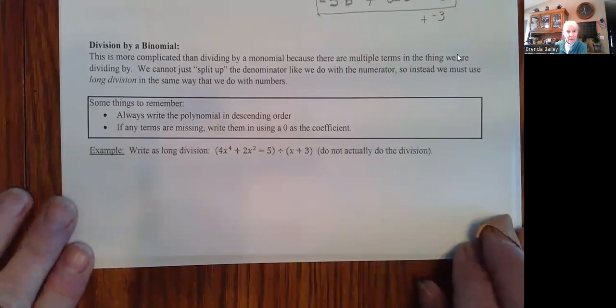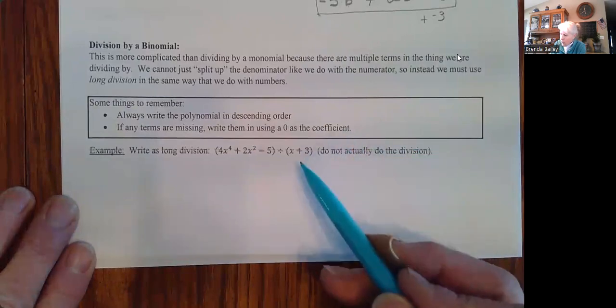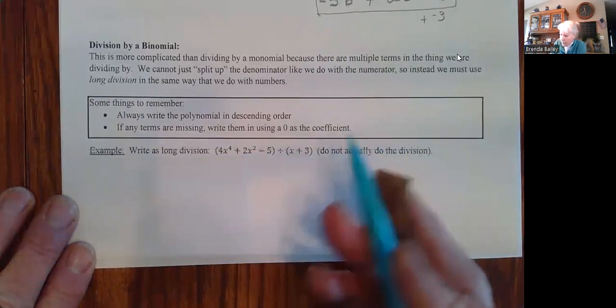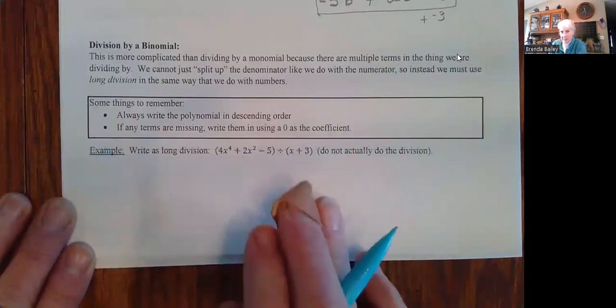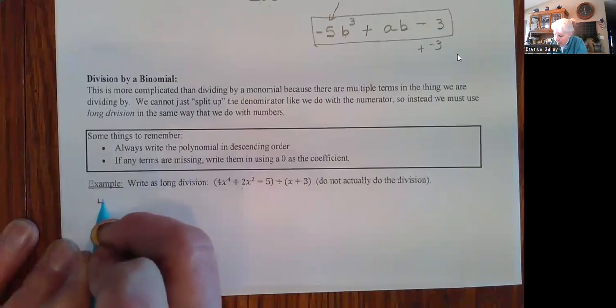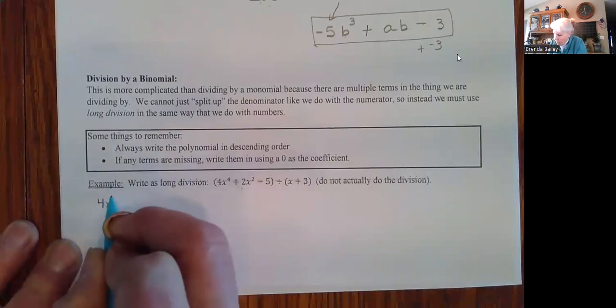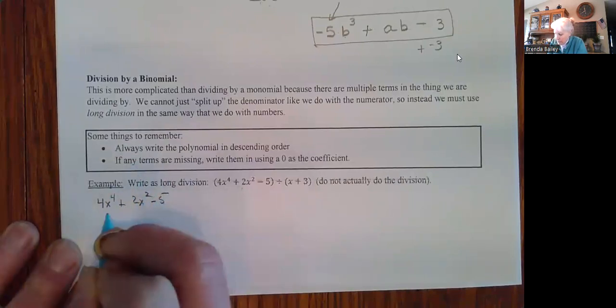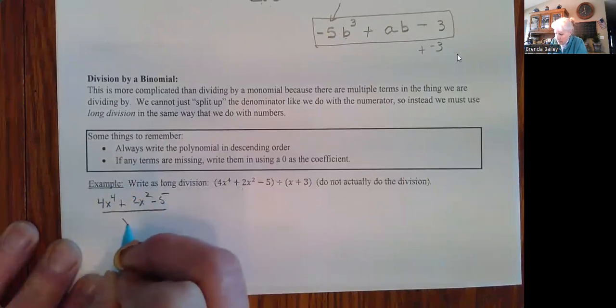All right, but in both cases, here we have x plus 3 divided by this. Well, I'm going to go ahead and write it. Let's see, I'm going to put it down so I can reach. We have 4x to the 4th plus 2x squared minus 5 divided by x plus 3.